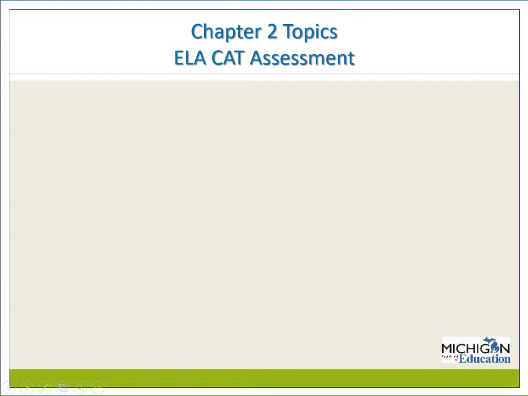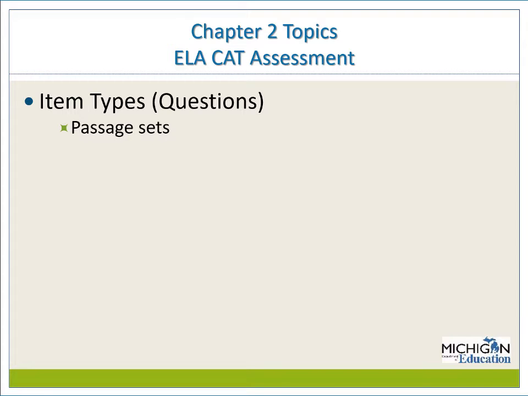In the ELA Computer Adaptive Test, there are three types of items or questions. The first type of question is associated with a passage set. Passage sets refer to both reading and listening passages and their associated questions. The second type of question is the independent or standalone item.